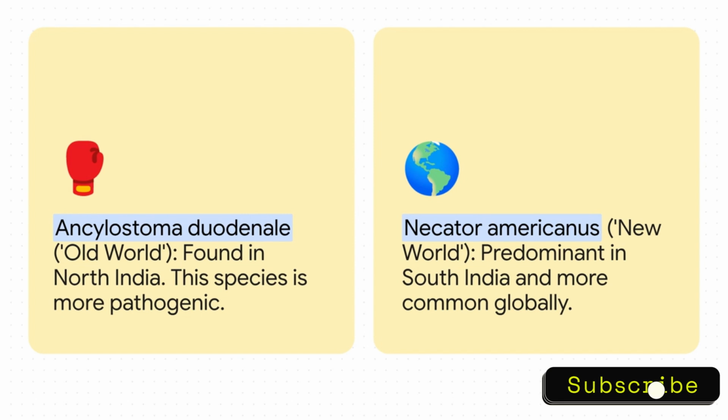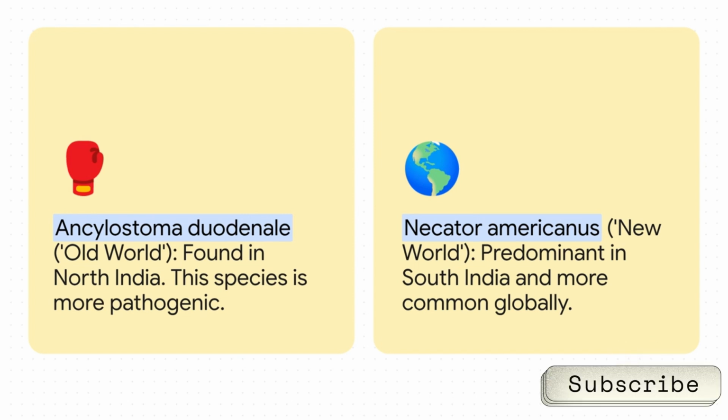Now, it's not just one type of hookworm. We're really dealing with two main species here. On one side, you've got Ancylostoma duodenale. We call this the Old World hookworm, and it's more common up in North India. Just think of this one as the more aggressive of the two.